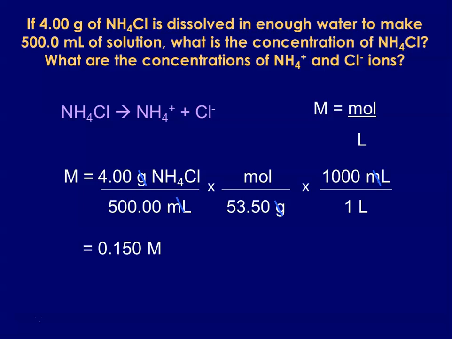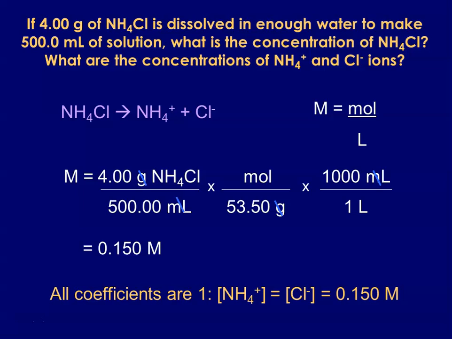And because that is the concentration of NH4Cl, and we see that there is one NH4 plus ion and one Cl minus ion produced for every one ammonium chloride, the concentrations of the respective ions would also be 1 to 1. Now, let's say that there had been two chloride ions made through this dissociation process, then you would have doubled the concentration of chloride. It would have gone from 0.150 to 0.300.